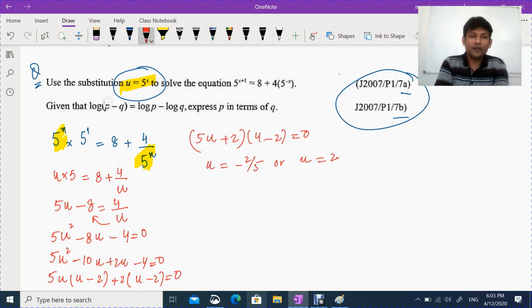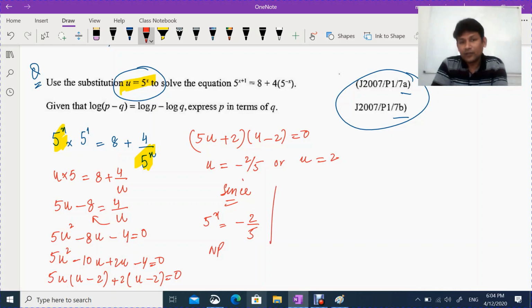As we are finding the value of x, we have to apply what I have already discussed. If you have not seen my videos from 3.1 to 3.6, there are 6 videos to support these past papers. Please watch those videos. Okay, u is 5 power x, equal to minus 2 upon 5. This is not possible because the base is negative, but we can move here: 5 power x is equal to 2.